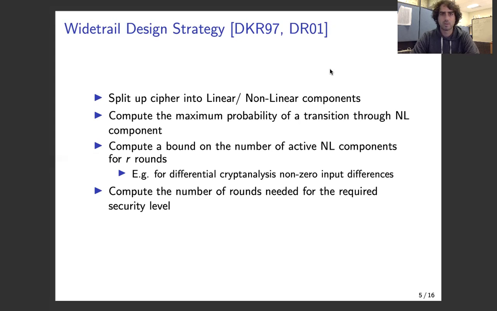We can compute the maximum differential probability through an active S-box. Then if we count the minimum number of active S-boxes in any characteristic of R rounds, we can compute a lower bound for any characteristic of R rounds. So a lower bound on the probability, of course. And this we can also use to compute the minimum number of rounds that we need for the security level that we want.